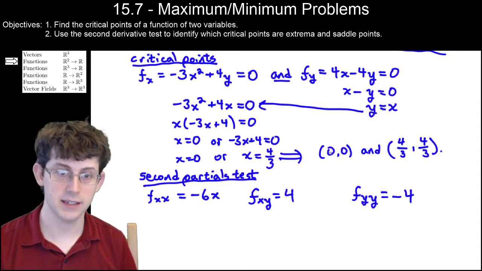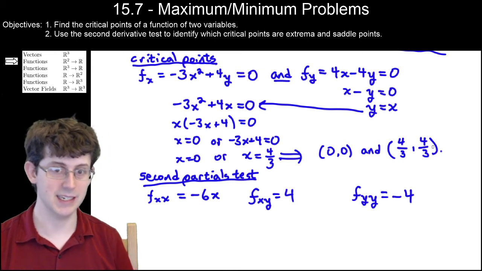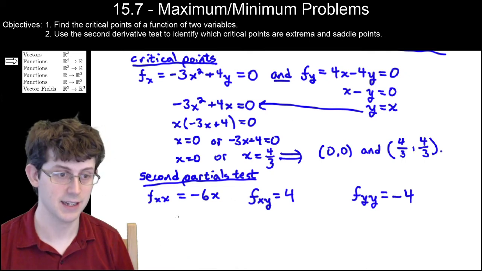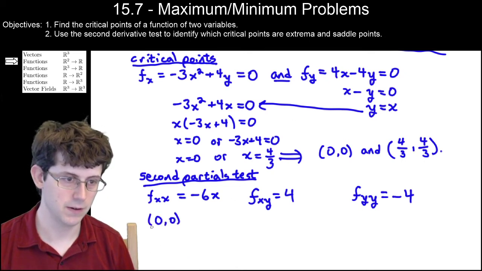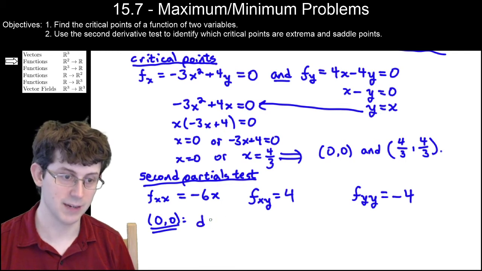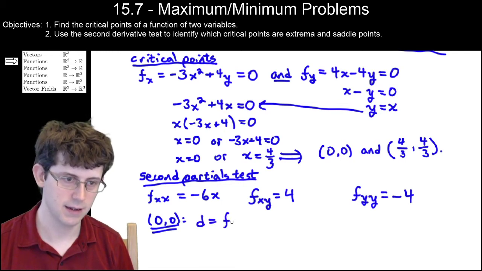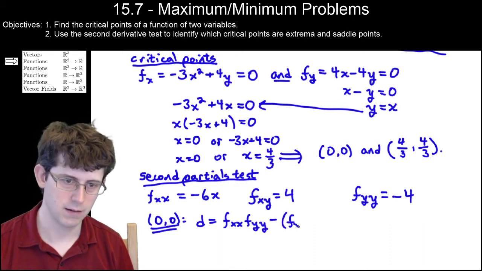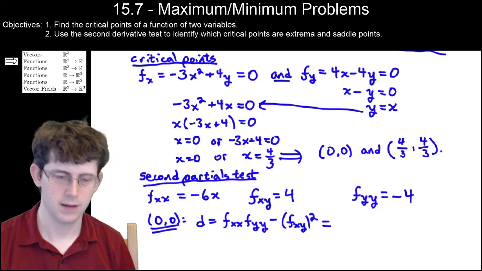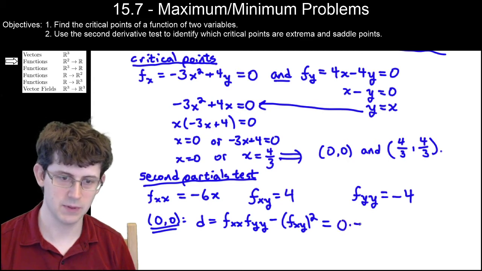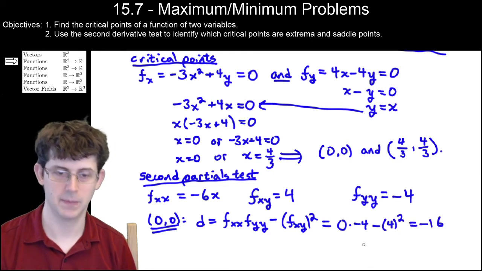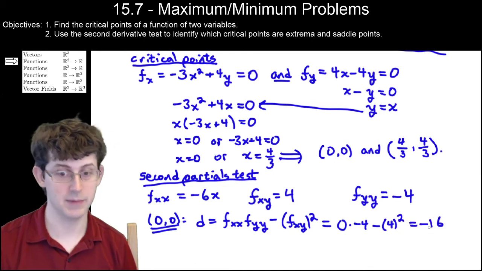The second partials test, you do it separately for each point, because each point might have a different curvature or a different arrangement of what's going on on the surface there. So for (0, 0), we're going to use the second partials test, which is find D. At this point (0, 0), fxx is 0. So I get 0 times -4 minus 4 squared, and I get -16. So because D is negative, I'm done. It's a saddle point.